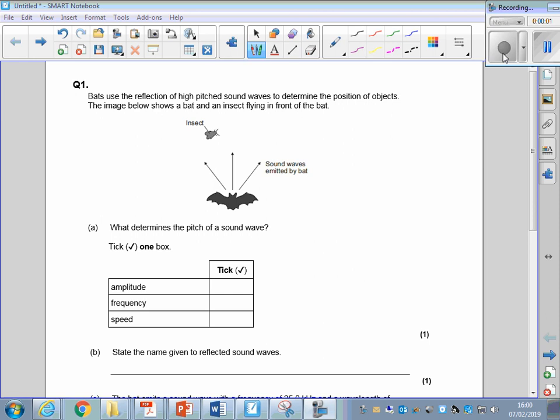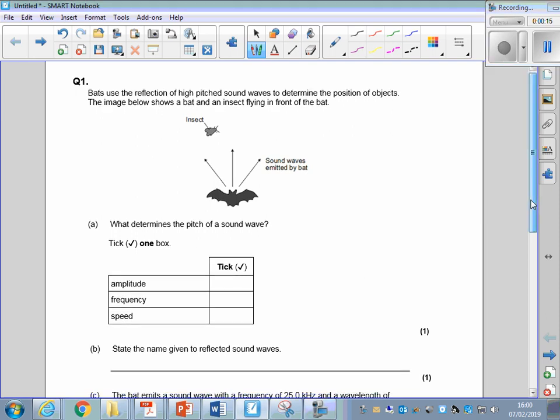About bats using echolocation to find insects. They use high-pitched sound waves to determine the position of objects. The image below shows a bat and an insect flying in front of it.